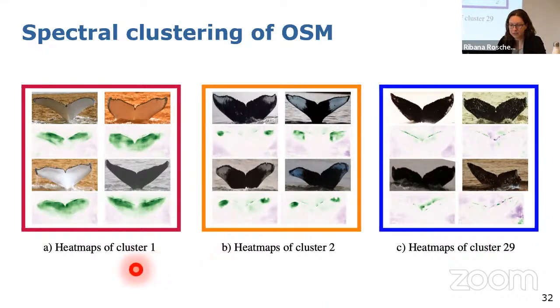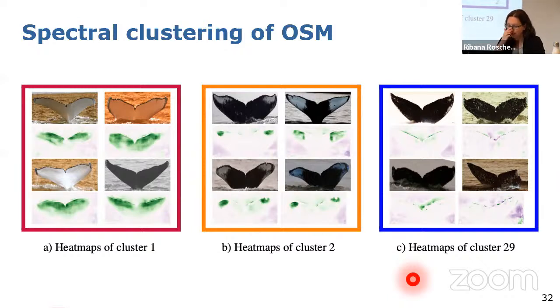And so here you can see, for example, one cluster on the left. When we look at this, it seems that the heat maps indicate that the whole fluke is important because it covers the whole fluke, which could be an indicator for the shape. The second cluster shows that the pigmentation near the fluke tips is important. And on the right, this is a cluster where we cannot really see a pattern. So it seems that there are also some leftover clusters where no distinct patterns are included.